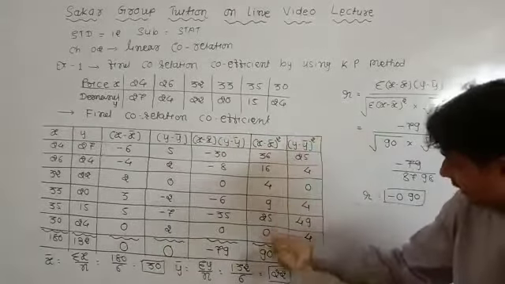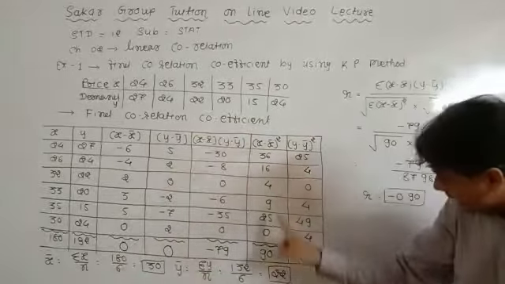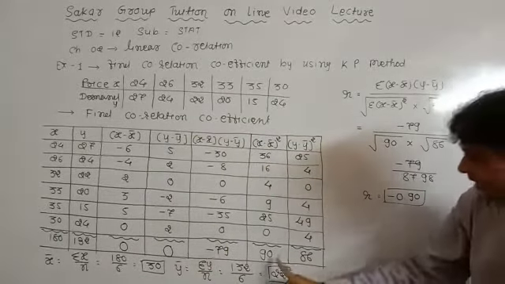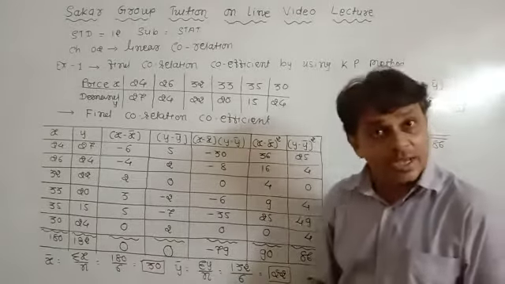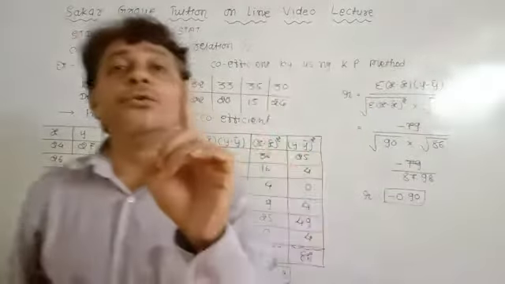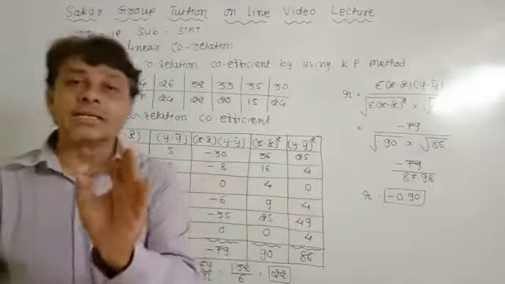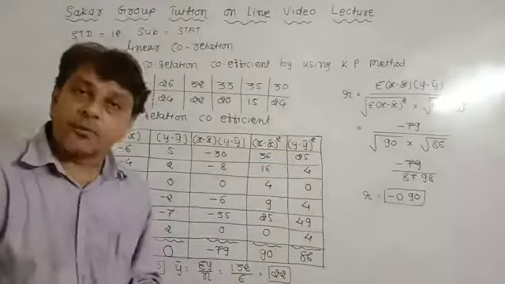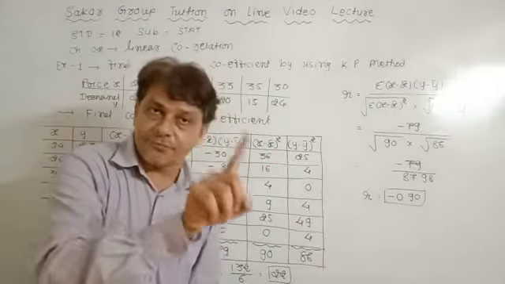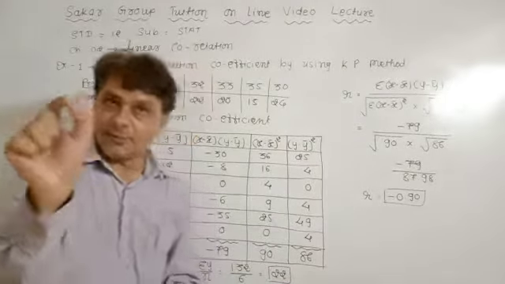After preparing this column, we again take the addition, and this sum becomes 90. It is called sigma x minus x bar whole square. Now we need one more value for this formula, that is y minus y bar square. So beside x minus x bar, we prepare our last and final column, called y minus y bar square.